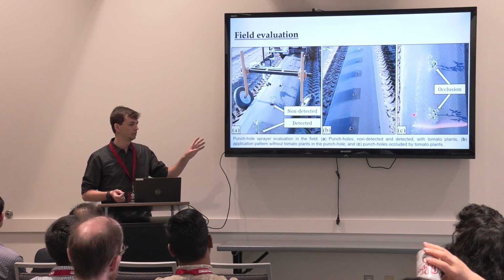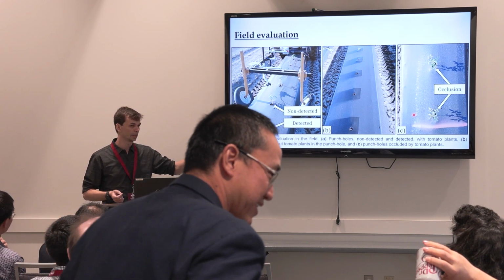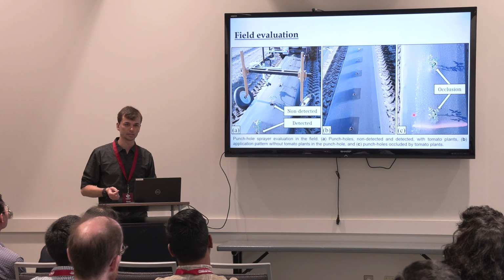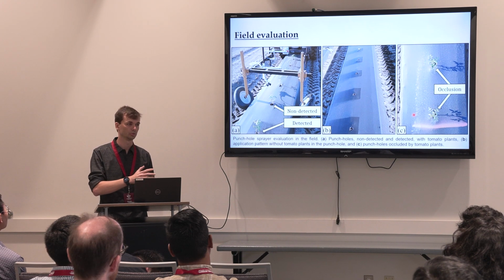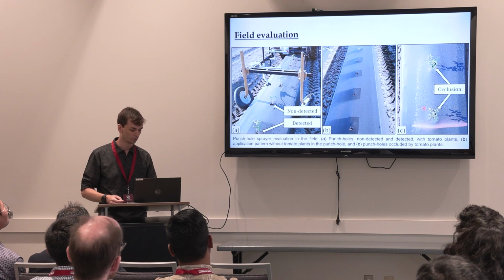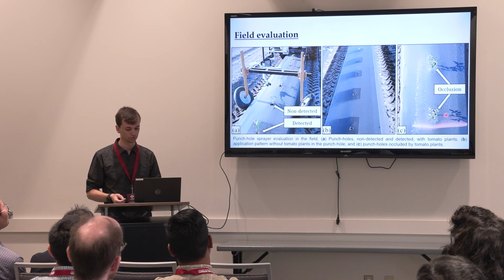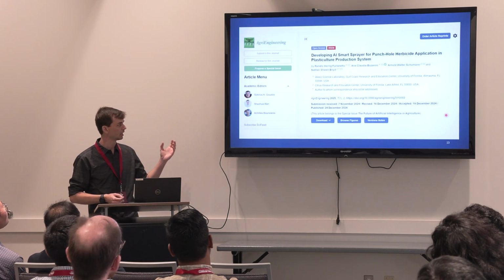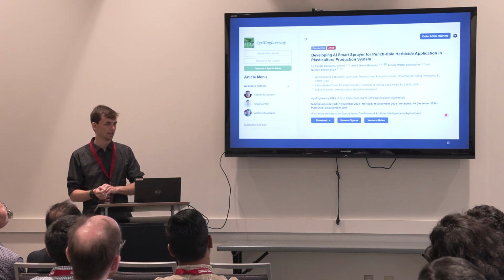And I did it a little bit differently because this model had a single class. So I trained the model using two classes, plant and punch hole. So it doesn't matter if I have only the punch hole or with the plant, I'm going to apply the product. So we just published an article a couple weeks ago.